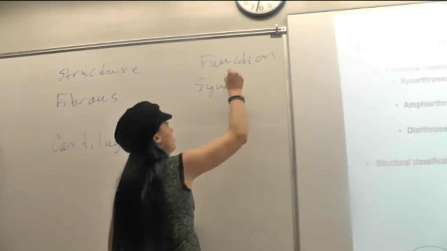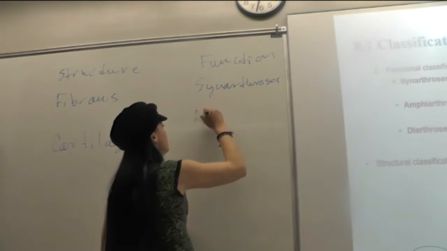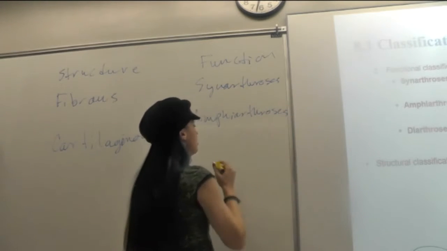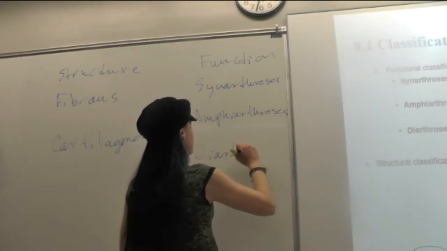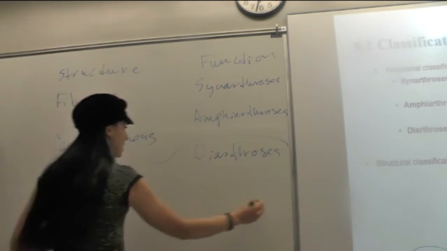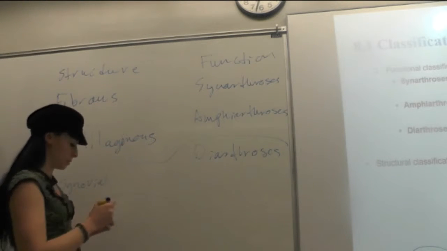We have synarthroses, which allow no movement. We have amphiarthroses, which allow some movement. We have diarthroses, which allow full movement, and all of our synovial joints are diarthroses.